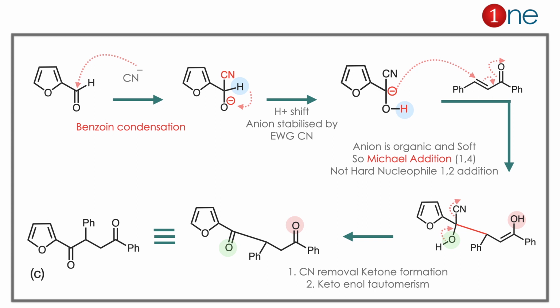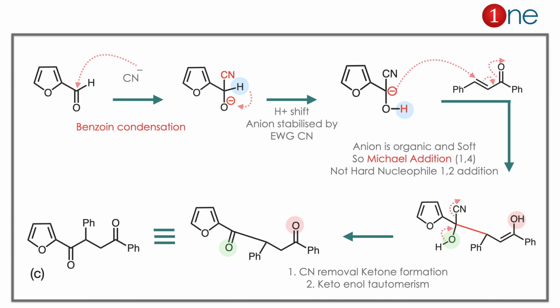Then you are reacting with the conjugated ketone, and you have the anion. The anion is organic, it is soft. So it involves 1,4 addition. If it is a hard one, like from magnesium, you have the hard 1,2 addition. Here it is 1,4 addition, which is called Michael addition. So 1,4 addition happened, and you have the charges there.